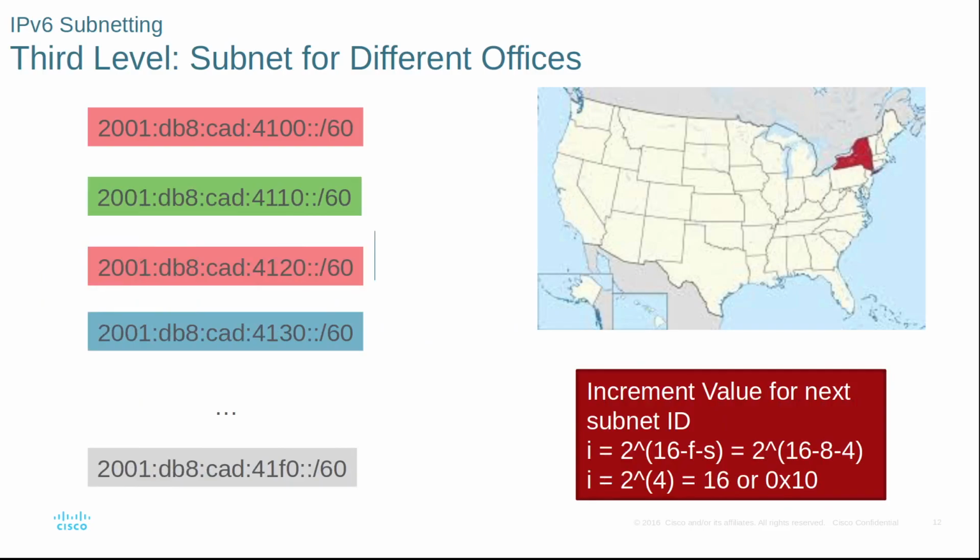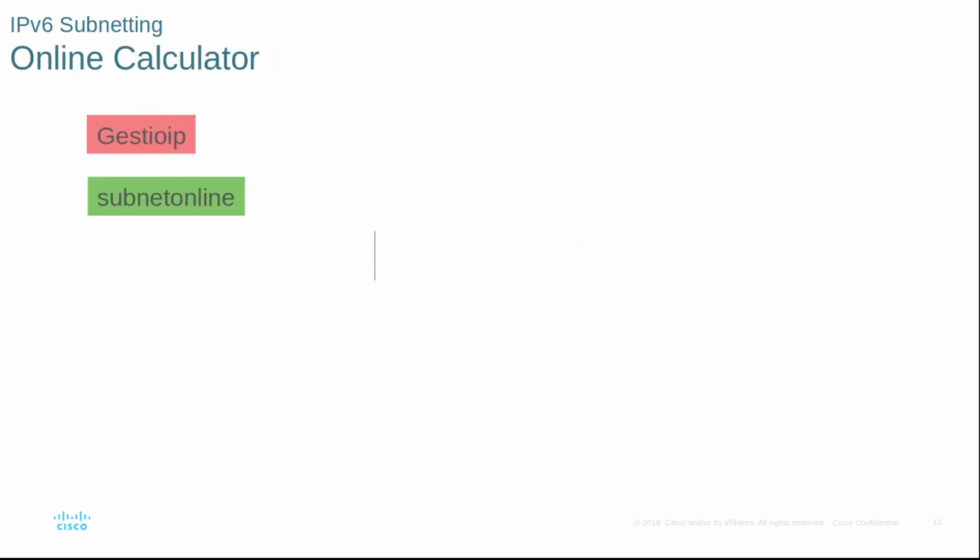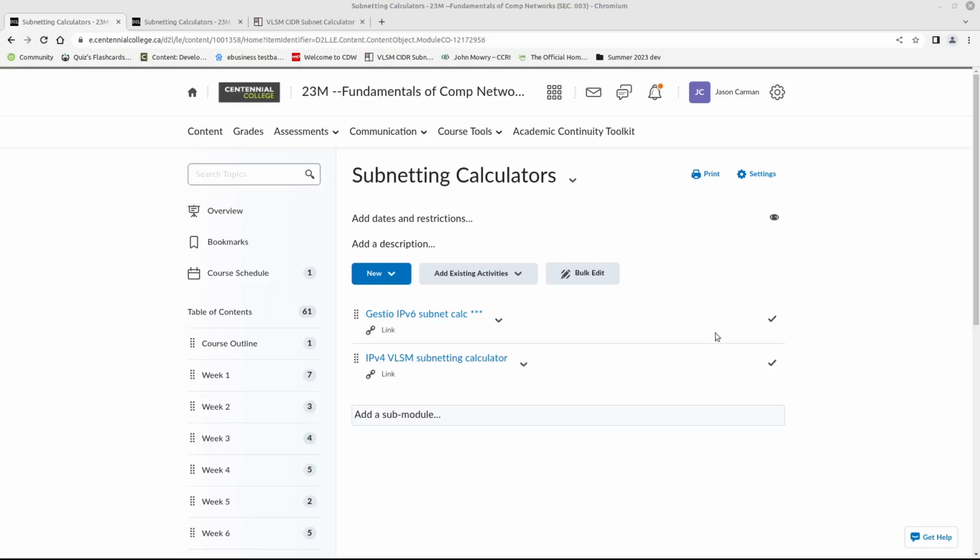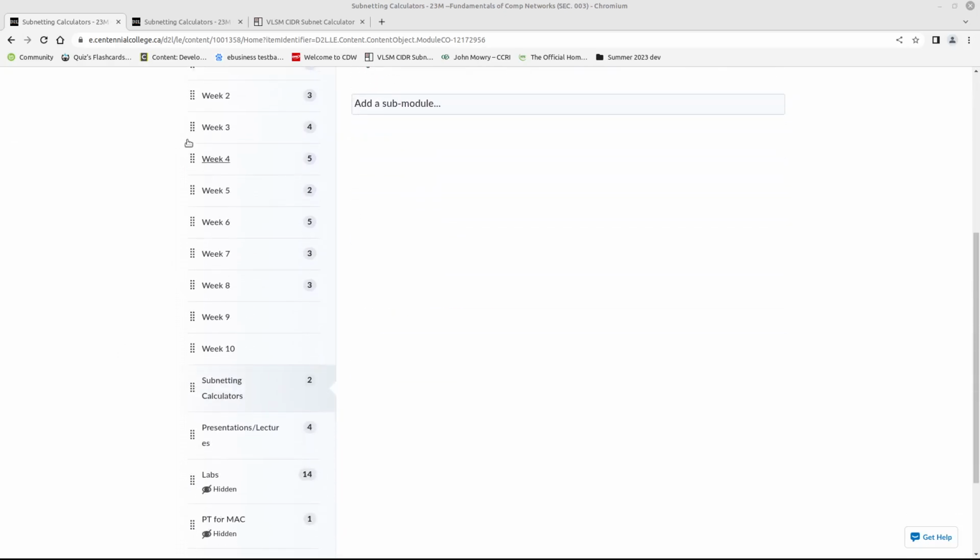Now realistically, you're never going to do this longhand. And I know we say that with IPv4 as well, but we make you do IPv4. I'm not going to make you do IPv6 because that's just cruel and unusual punishment. Instead, you're going to use one of these subnetting calculators. And I've actually given a link to you in eCentennial for one of them. So, if you look in eCentennial, it's set up now.